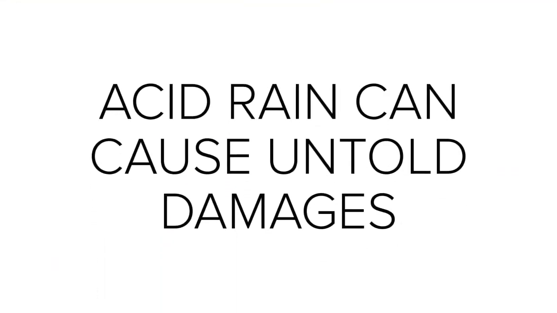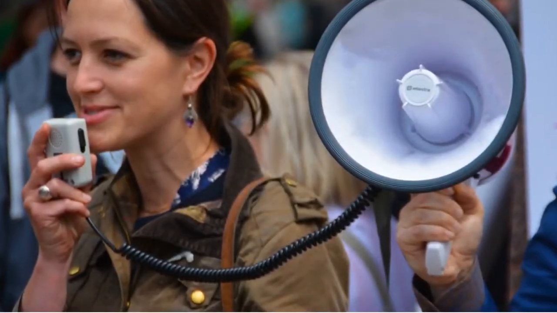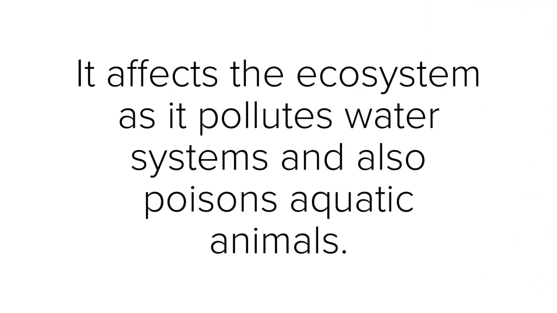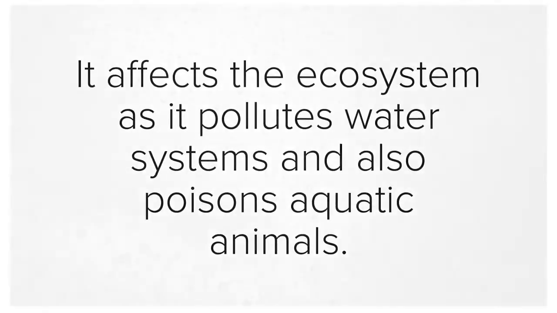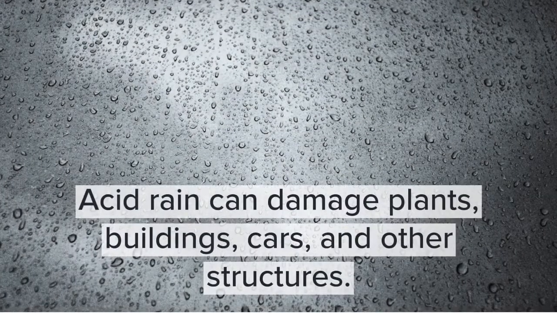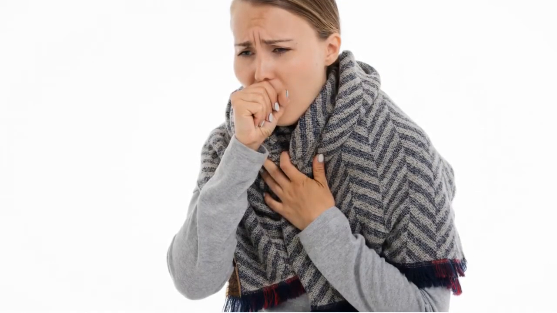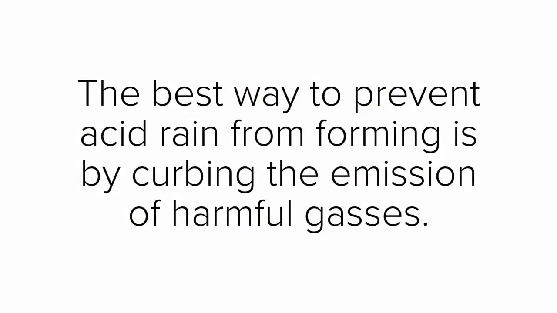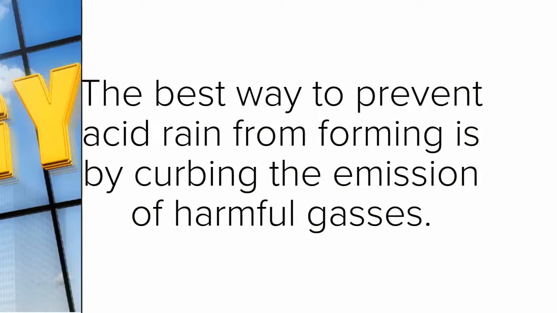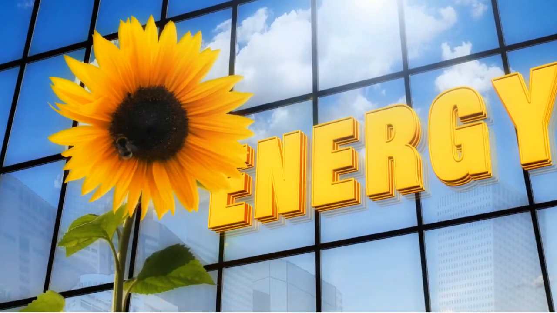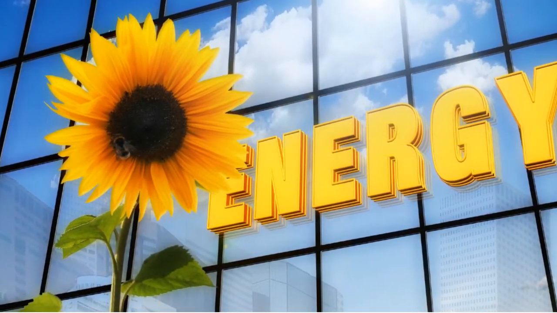Acid rain can cause untold damages. Acid rain should be given the same attention that people give other environmental problems. It affects the ecosystem as it pollutes water systems and also poisons aquatic animals. Additionally, acid rain can damage plants, buildings, cars, and other structures. It also puts our health at risk since it predisposes us to respiratory complications. The best way to prevent acid rain from forming is by curbing the emission of harmful gases. People should resort to renewable sources of energy that won't pollute the environment.